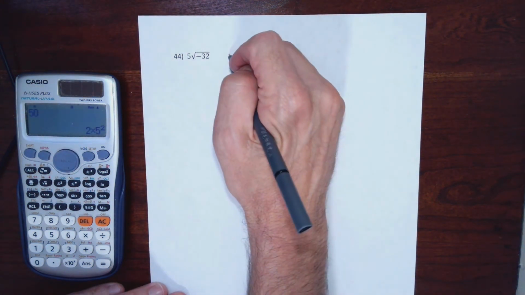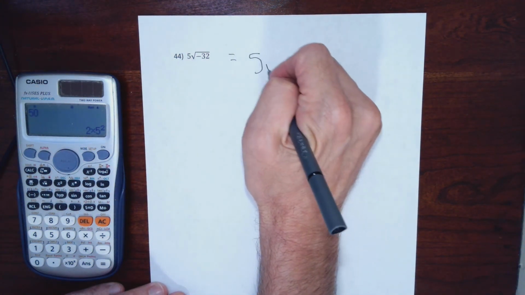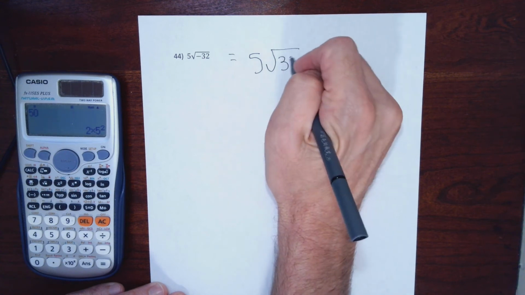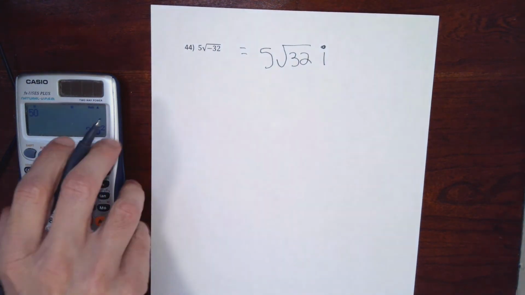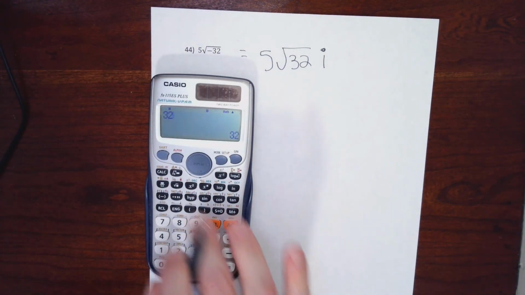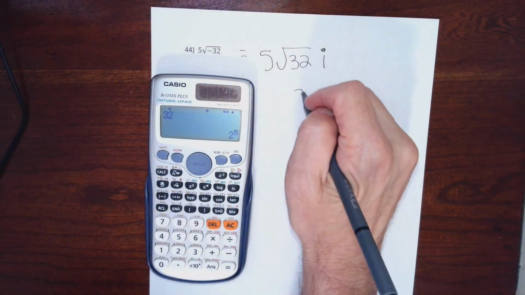44 has a negative under a square root, which I'm going to make positive by making an i after my square root. 44 has a reducible square root. I'm going to do a prime factoring for 32.